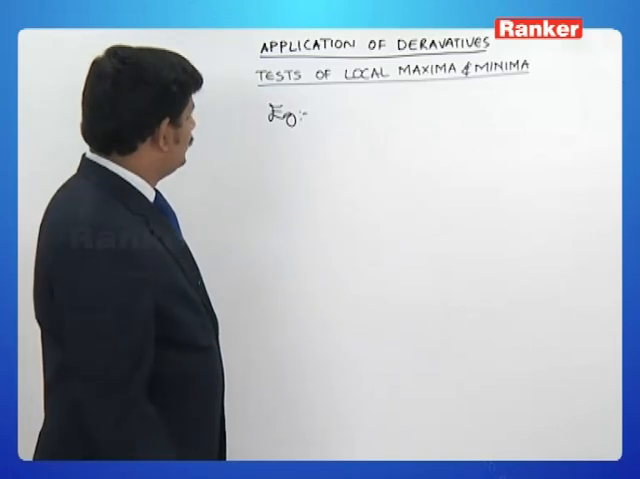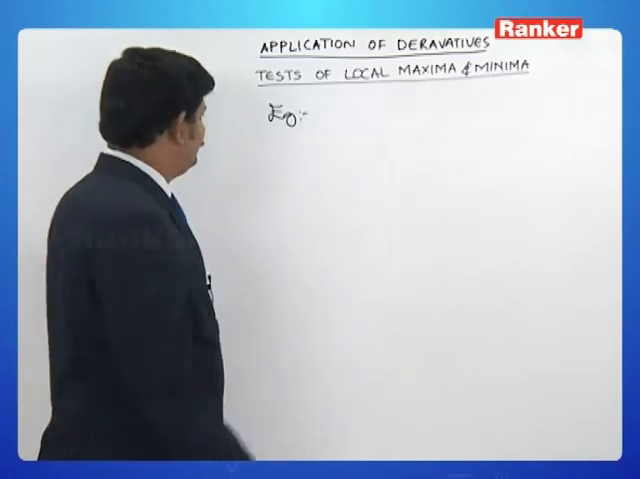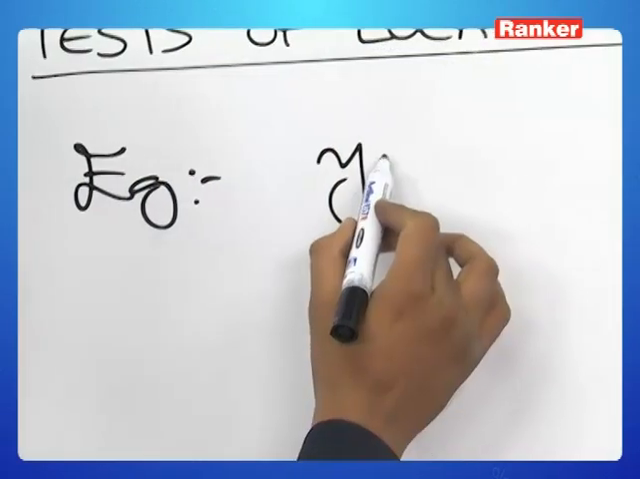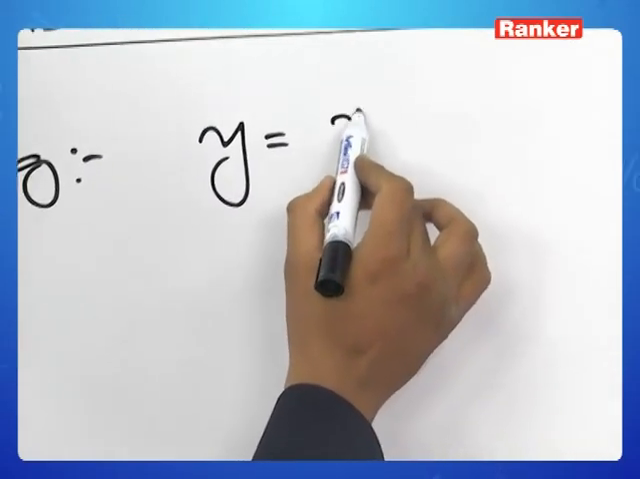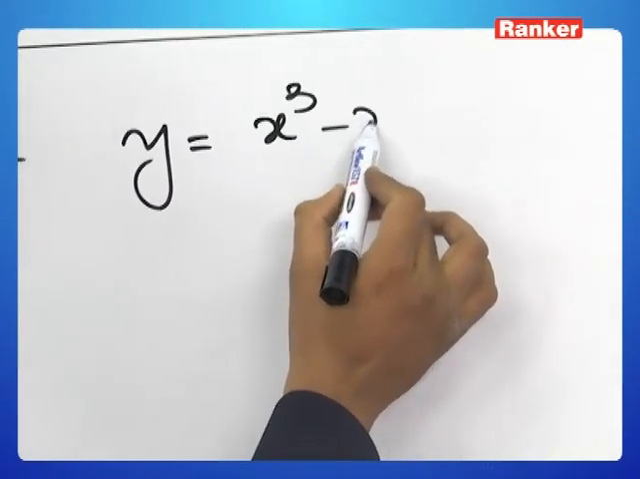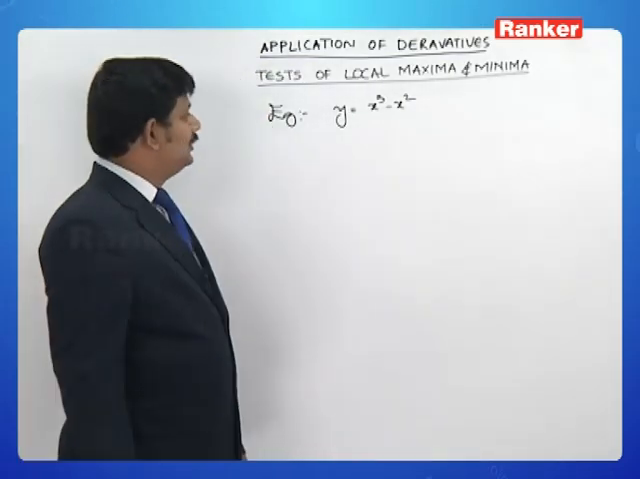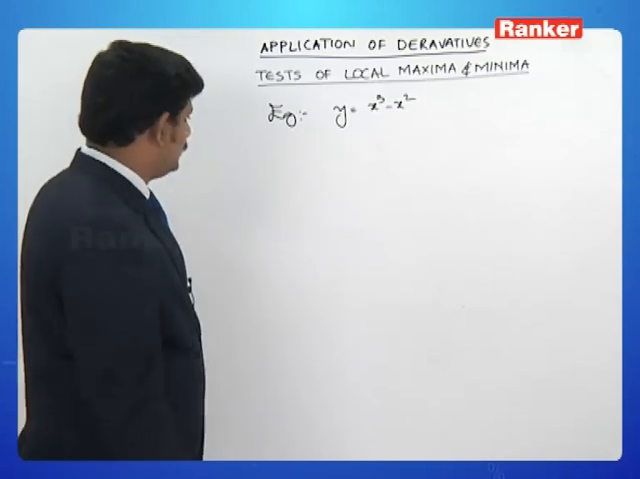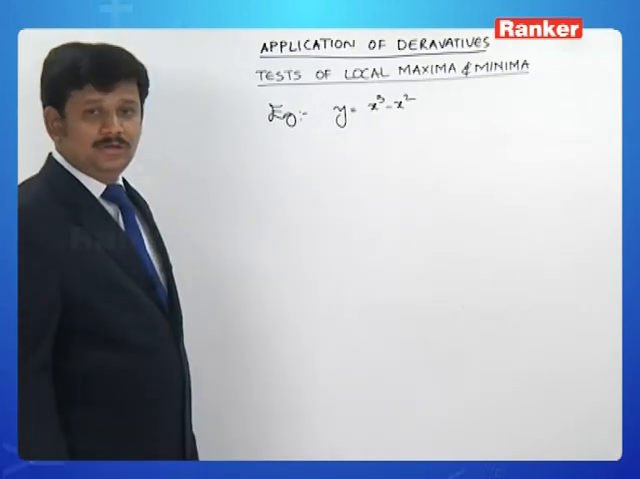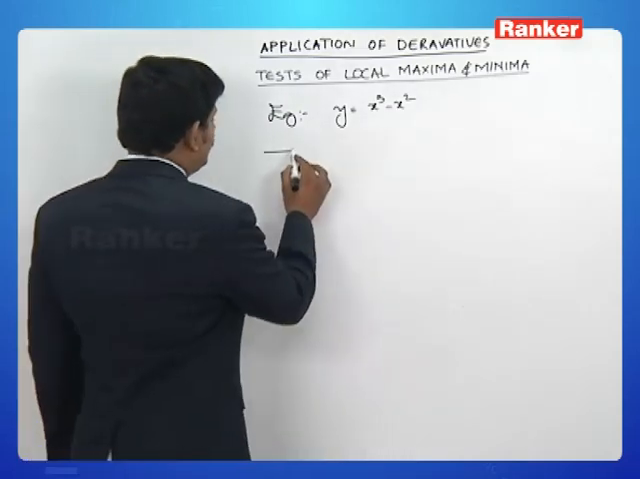Find all the points of local maxima and local minima for the curve y is equal to x cube minus x square. So to find the points of local maxima and local minima, we need to find all critical points.